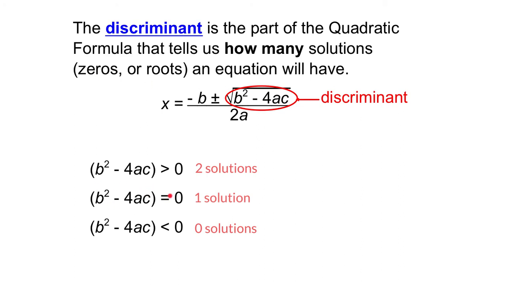If your discriminant is equal to 0, then you're going to have one solution to your equation. You're going to have one x-intercept on your graph. And if you have a negative discriminant, then you're going to have 0 solutions in your equation.